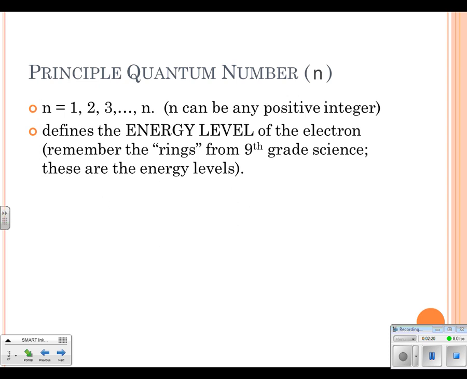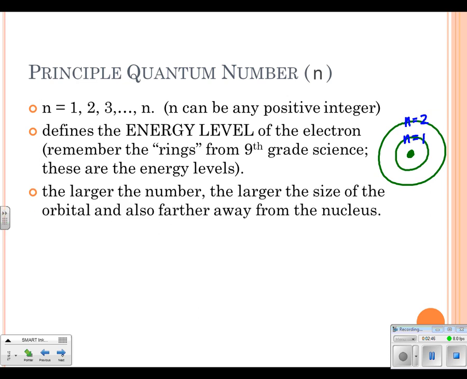So these are like those rings from 9th grade science. These are what we call the energy levels. Sometimes we also call them the orbits. So if this is your nucleus, these would be these rings. The first one would be n equals 1. The second one will be n equals 2, and so on.